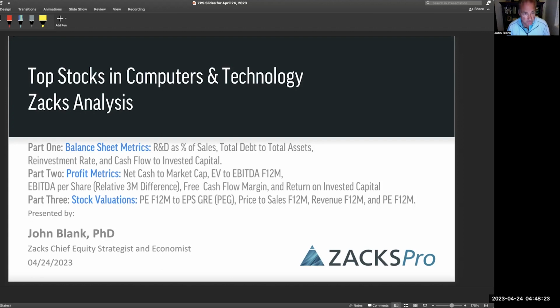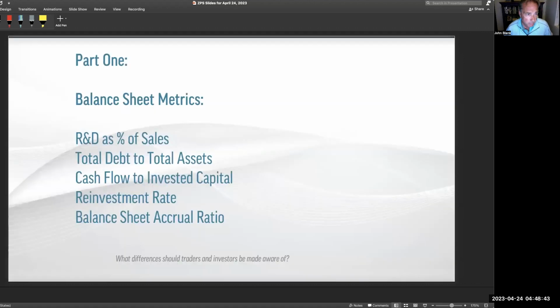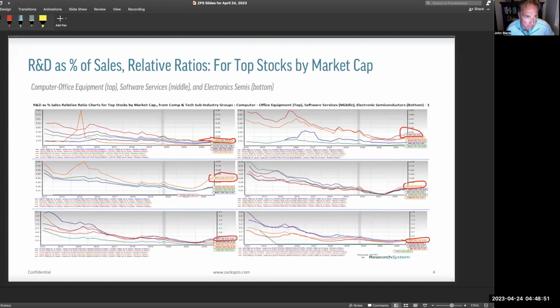We'll finish up as we always do with stock valuations. PEG ratio, the price to sales ratio, forward 12-month revenue look, and the PE ratio on a forward 12-month look. So let's just keep it in mind that we always keep this structure in place just so we can refer back to it. A lot of what we do today is just referring back later on with the slides. All right, balance sheet metrics. Like I said, we've got 5 choices here. We'll start off with R&D as percent of sales.